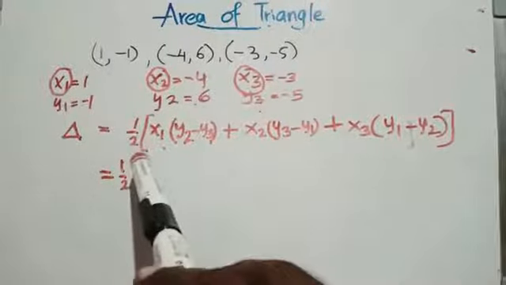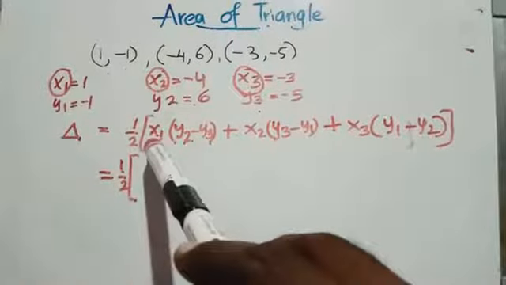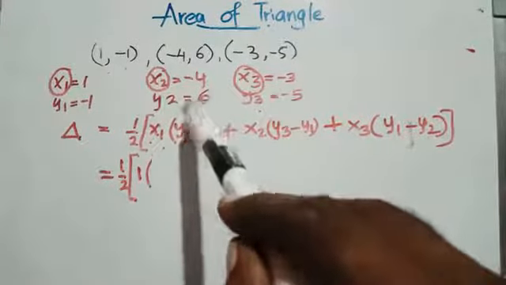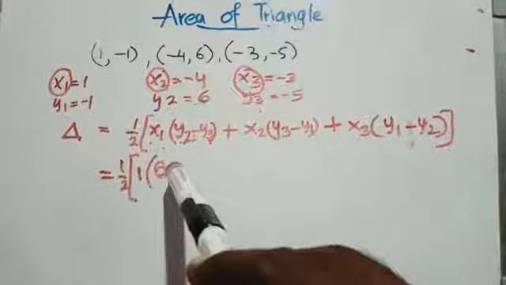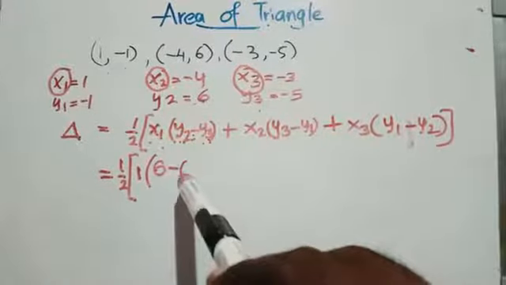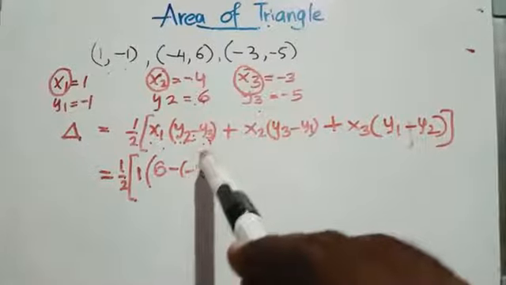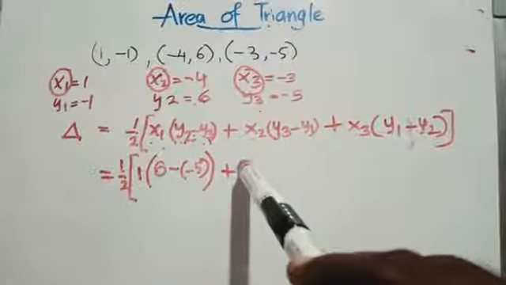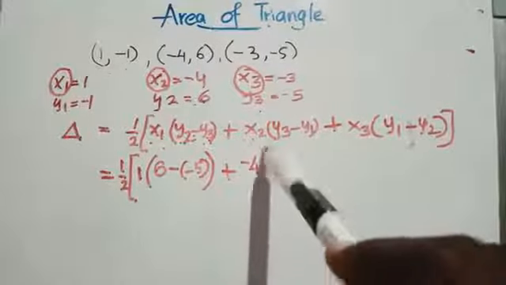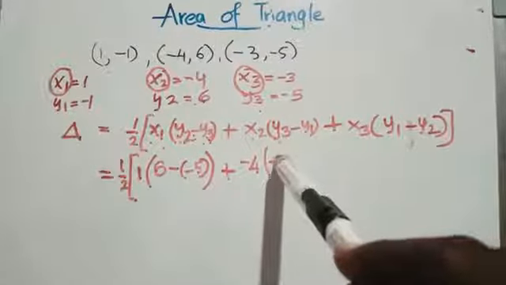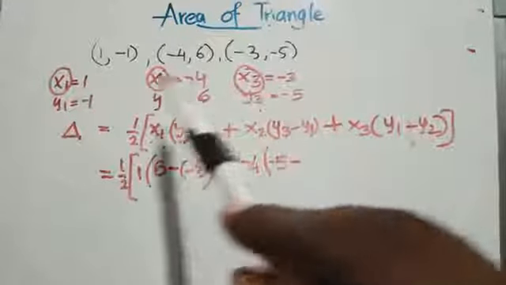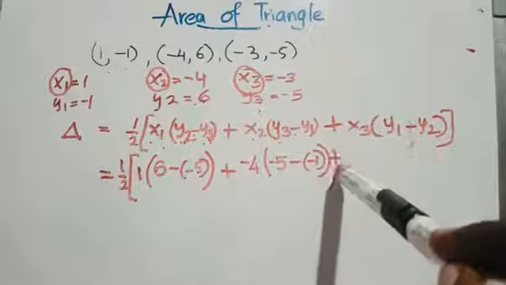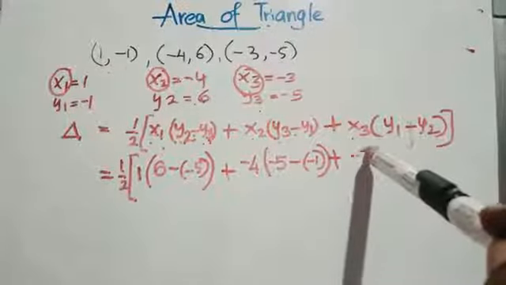Half, replace carefully. x1 is 1 of y2 minus y3, that is 6 minus y3 is minus 5. So replace everything very carefully. Plus x2. What is x2? Minus 4 of y3 minus y1. y1 is again minus 1. Plus x3. x3 is minus 3.